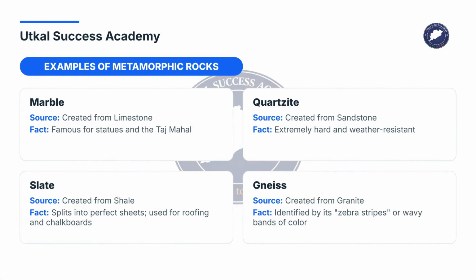Examples of metamorphic rocks include marble, created from limestone and used for monuments; quartzite, derived from sandstone, known for its hardness; slate, from shale, used for roofing; and gneiss, from granite, recognized by its wavy bands of color.